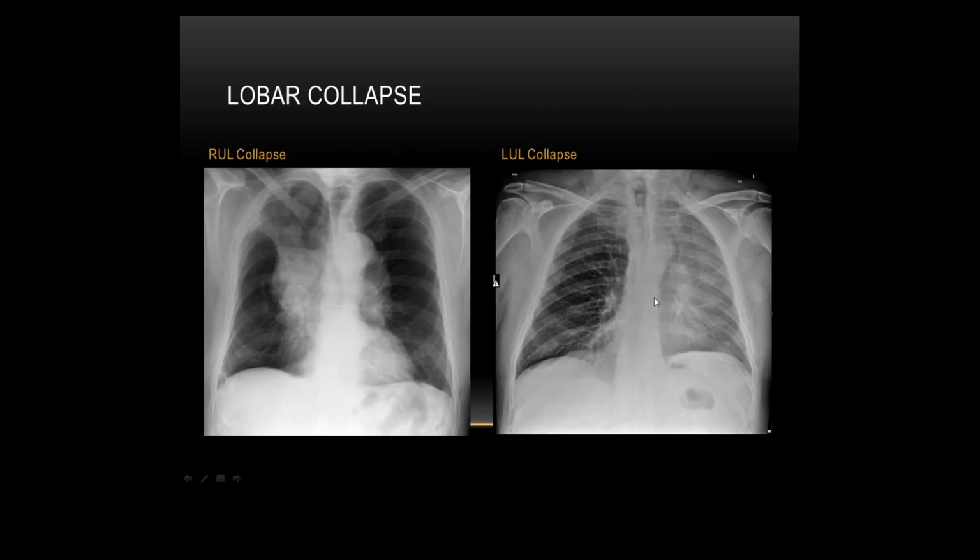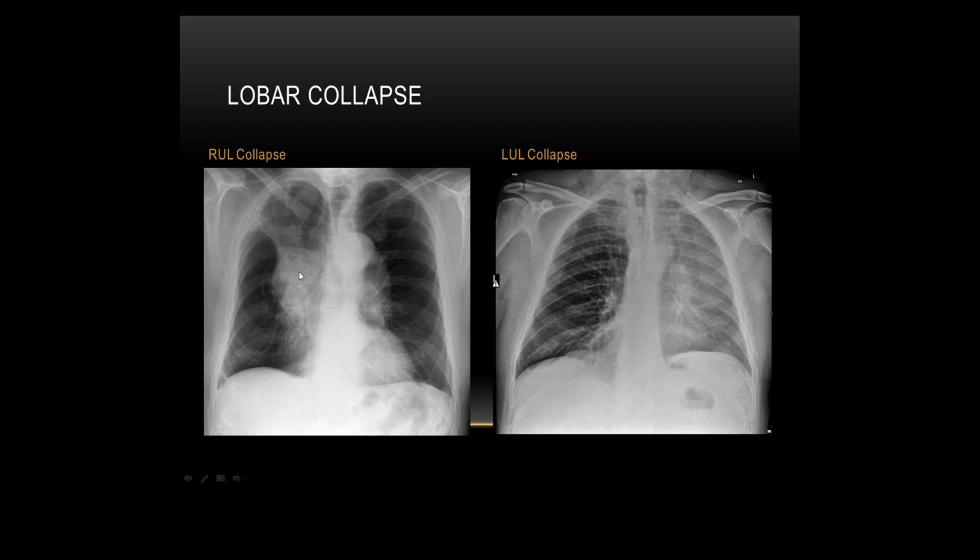So lobar collapse, whenever a lobe collapses, it has its own characteristic findings, and this is where the silhouette sign really helps. Both lower lobes abut the diaphragm, so if you have any lower lobe collapse, you will lose the definition of the diaphragm. If you have a right middle lobe collapse, that abuts the cardiac border, so you will lose definition of the right cardiac border. However, both upper lobes don't really have an interface with any structures, so you get a different appearance.